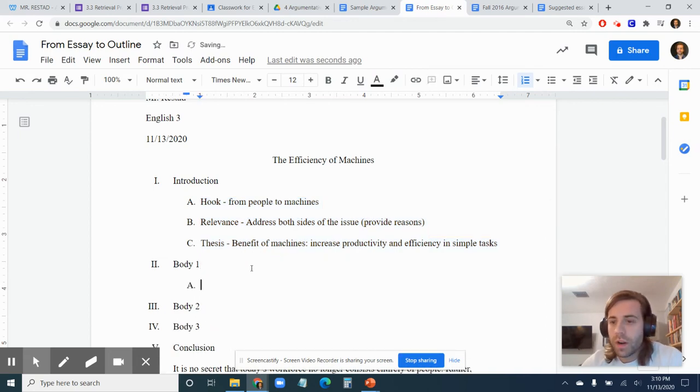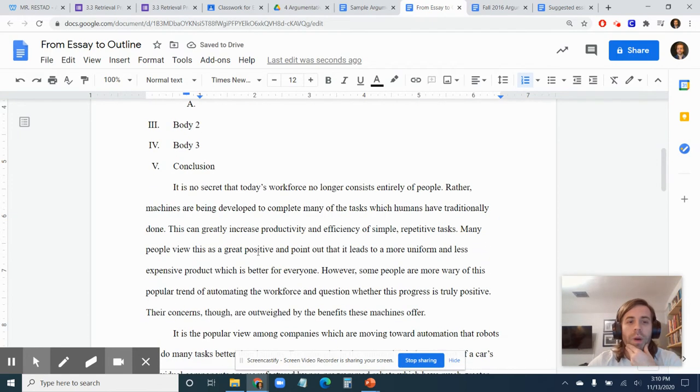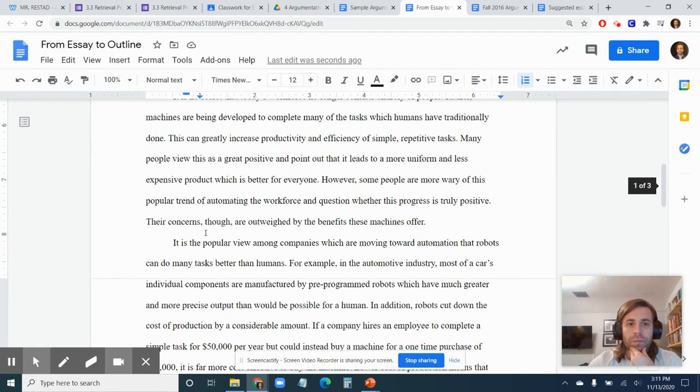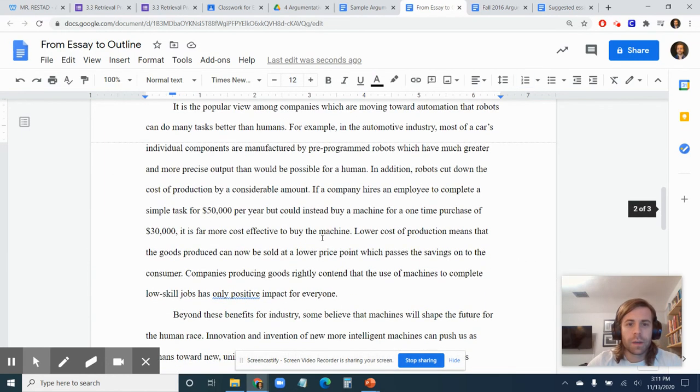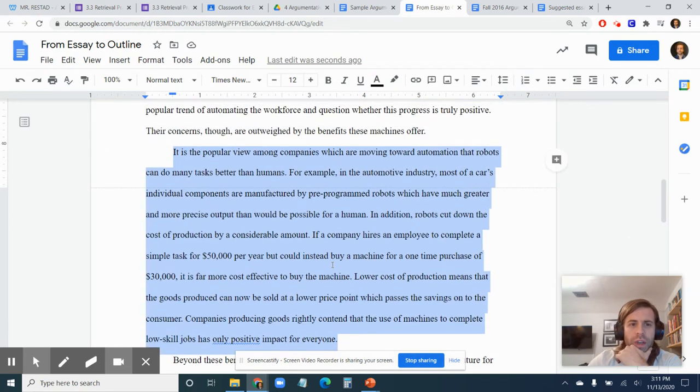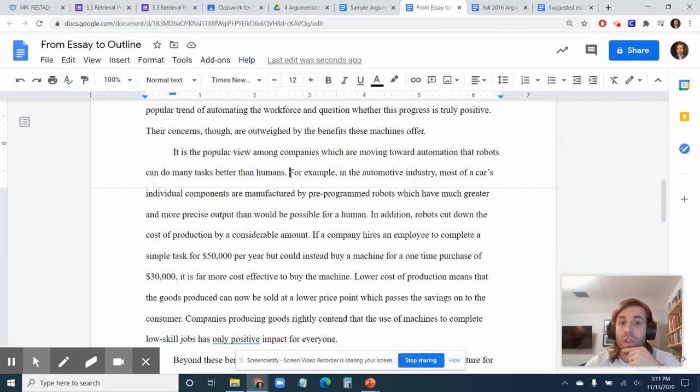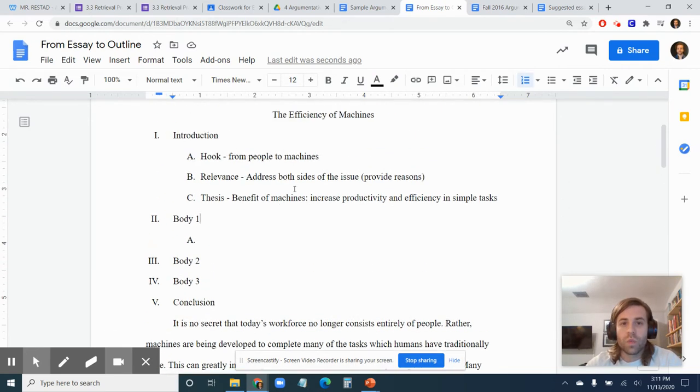I'll do one more body paragraph, and then you folks are on your own. So body paragraph number 1. So after our intro, now I'm taking a look at this guy here. A little bit longer of a paragraph. So I've got to break this down. What's their claim? What's their evidence? What's their reasoning? So claim should be pretty simple. A lot of times writers should put that as their first or second sentence, kind of acting as their topic sentence. So it is the popular view among companies, which are moving towards automation, that robots can do many better tasks than humans. Cool. So topic sentence, we're getting right into this idea. We're just doing things better.